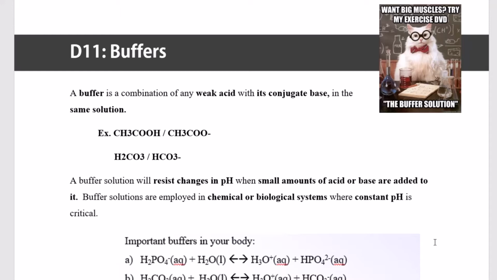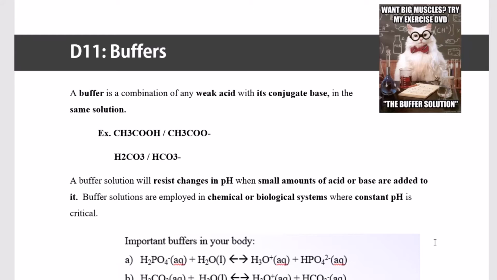If you eat a lemon or a tablespoon of baking soda or something, I can't think of a basic food off the top of my head, but if you eat something basic or acidic, you don't want that to alter your blood pH, because the enzymes in your blood are designed to run within a very specific window of pH.